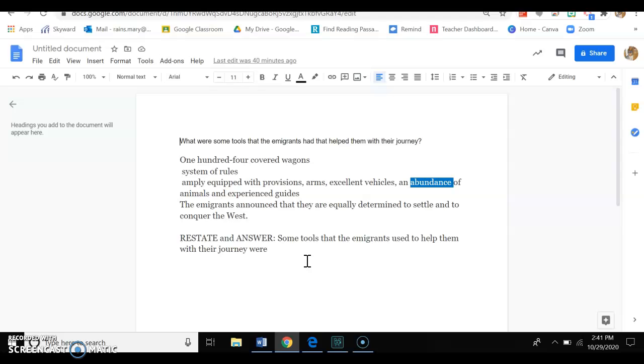It has to be supported by the evidence that we were able to pull from that text or from that article. So if I'm being honest, because of how my brain thinks, which I think some of you guys will probably think differently than me, what I want to say would be some tools that the immigrants used to help them with their journey were the people themselves. I don't know how to word that, because honestly, it does talk about the people, but there's evidence that suggests stronger reasons why.